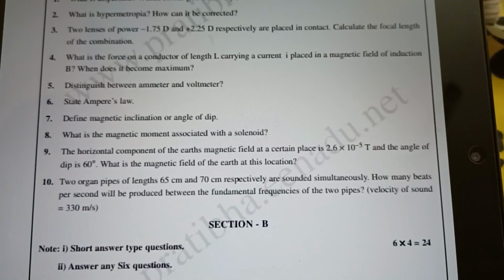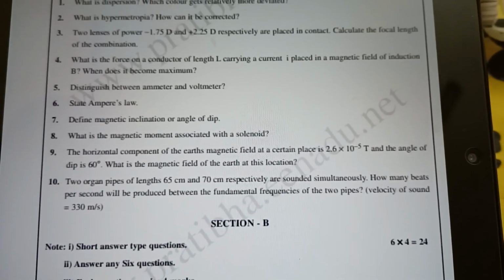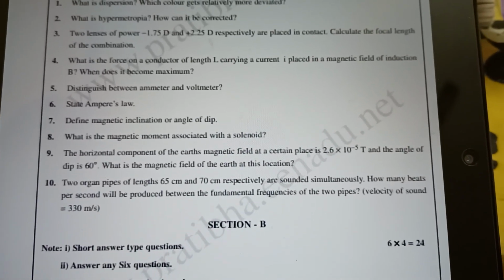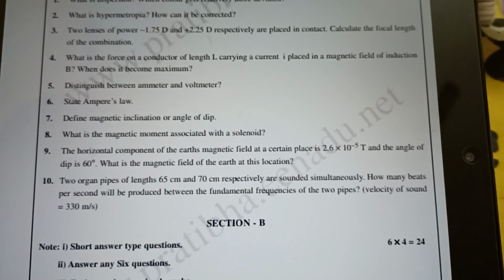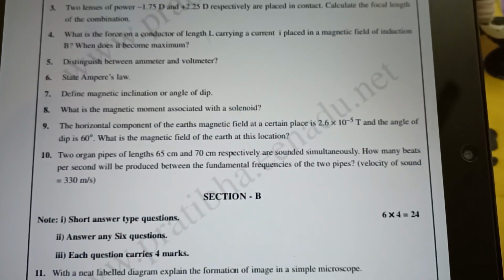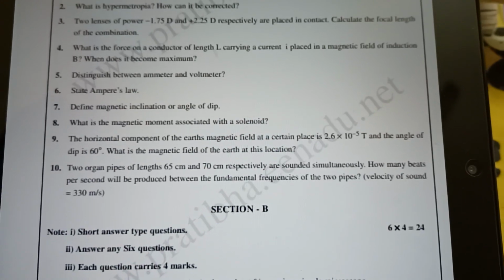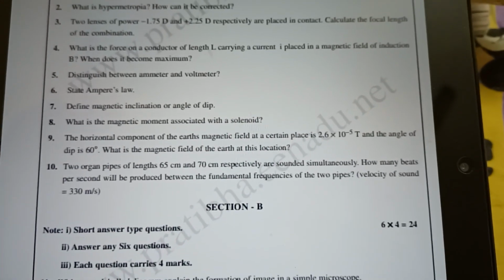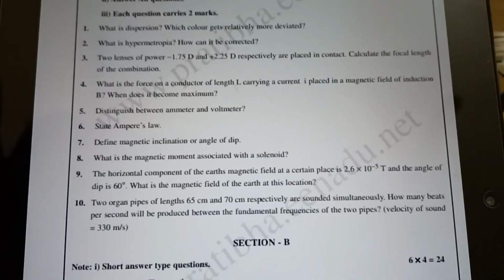Two closed pipes of length 65 centimeters and 75 centimeters respectively are sounded simultaneously. How many beats per second will be produced between the fundamental frequencies of the two pipes? Velocity of sound equals how much? Yes, 330 meters per second, right? This is a very important question. You can do that for 20 marks.